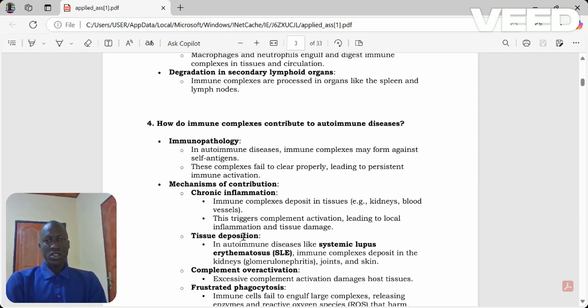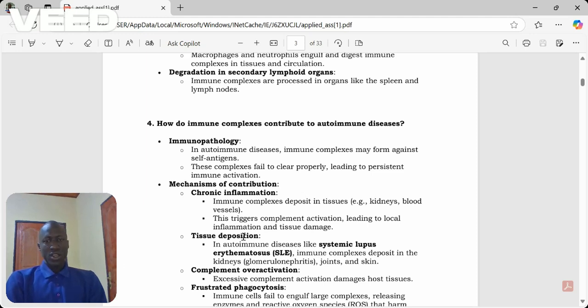Immunopathology: in autoimmune disease, immune complexes may form against self-antigens. These complexes fail to clear properly, leading to persistent immune activation. The mechanisms of contribution: chronic inflammation. Immune complexes deposit in tissues, e.g. kidney and blood vessels. This triggers complement activation, leading to local inflammation and tissue damage.